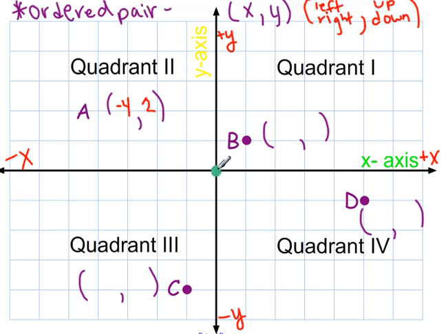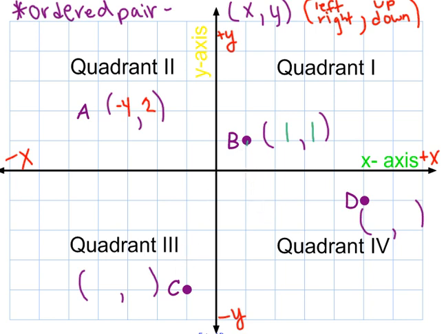I always begin at the origin and I move left and right first. So how do I get to point B? I move to the right once. And how did I finish? I moved up once. So to get to point B, that point is at 1, comma, 1. I'm going to just erase that mark.